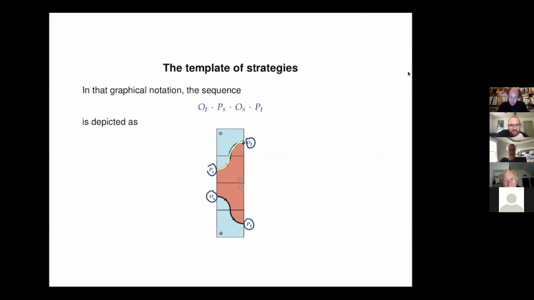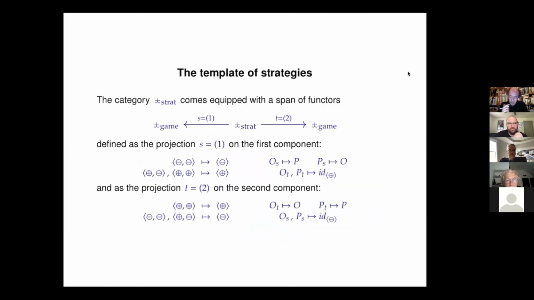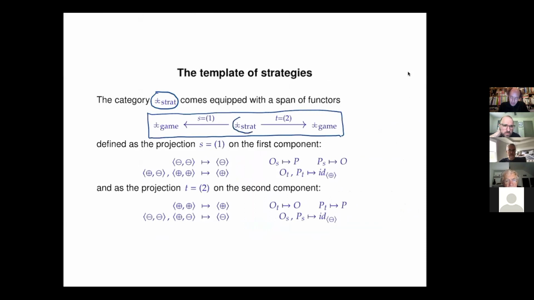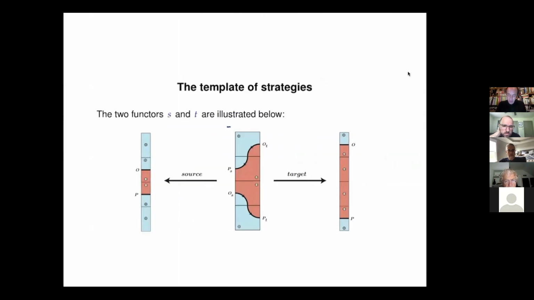So this category here, in fact, comes equipped with a span of functors. We have 2 functors here. This is the template of strategies and then the template of games here, which project on the source or the target. If you look at, for instance, this picture that I was showing you, the source functor will just project this sequence here on this part, if you like. This is the source, whereas the target will project on that part. And by this, I mean that typically PS and OS will be mapped into P and O here, whereas here the OT and PT will be mapped to O and P.